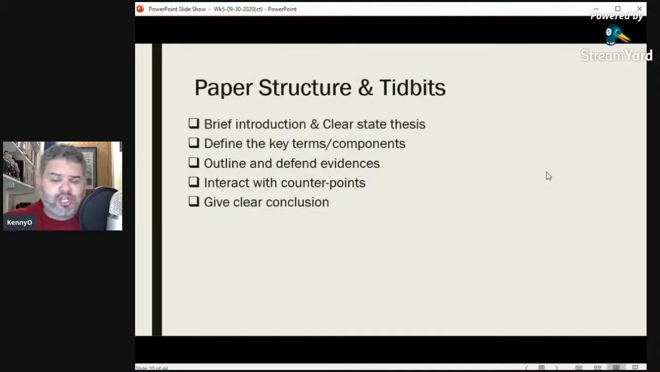So this is the structure of a good thesis paper. Particularly if you're one of my students, make sure you nail this. All right. Brief introduction. Clearly state your thesis. Define your terms as needed. Outline all your evidences and defend them. Outline all your counterpoints and interact with them. Explain why you think they're wrong. And then at the very end, give a very clear, strong conclusion. This is, in essence, the structure of a good thesis paper.